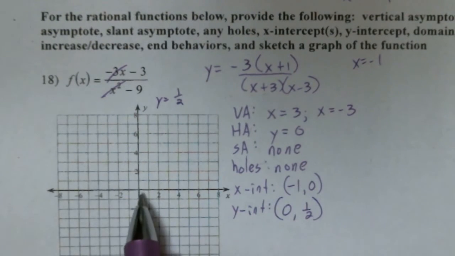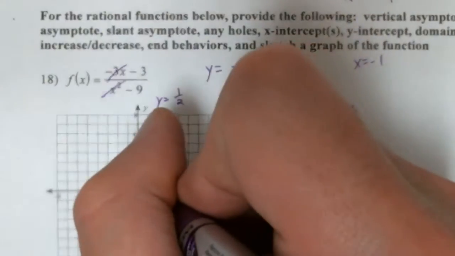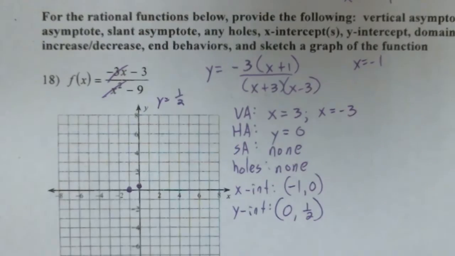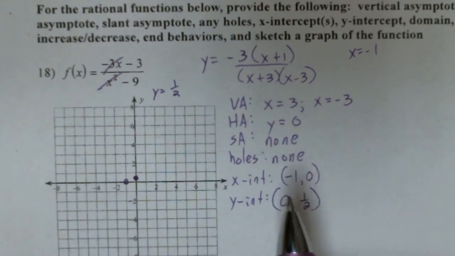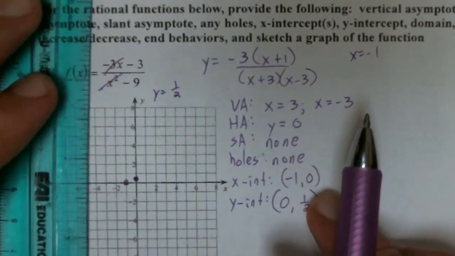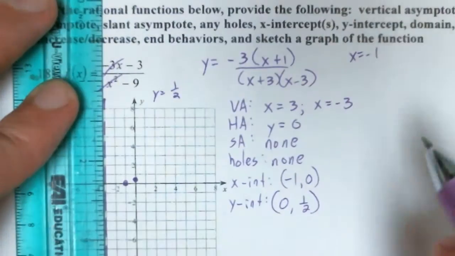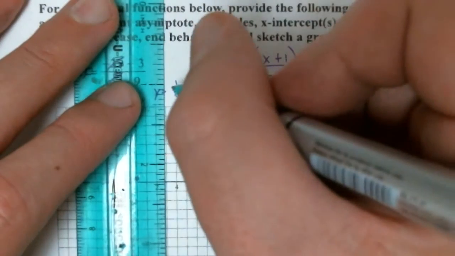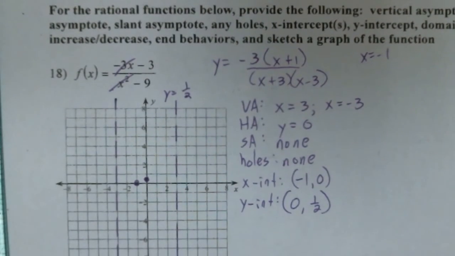Let's go ahead and plot these points. -1 comma 0, that's my x-intercept. 0, 1/3, that's my y-intercept. Now let's plot our vertical asymptotes: x equals 3, x equals -3. Dotted lines here for our asymptotes. Now I pretty much have everything that I need to graph this.